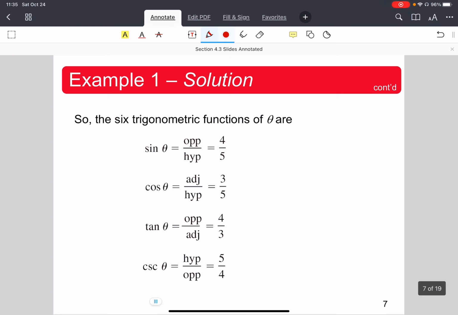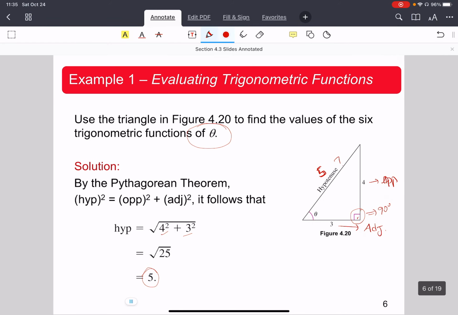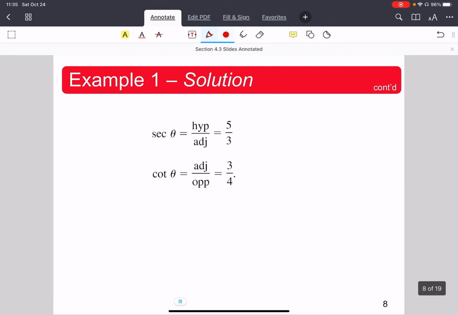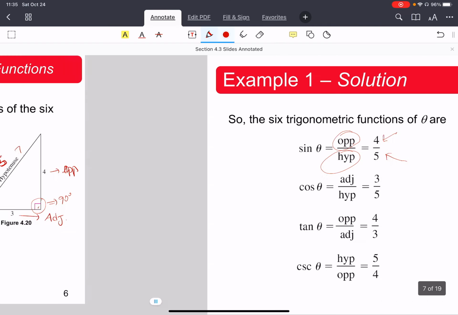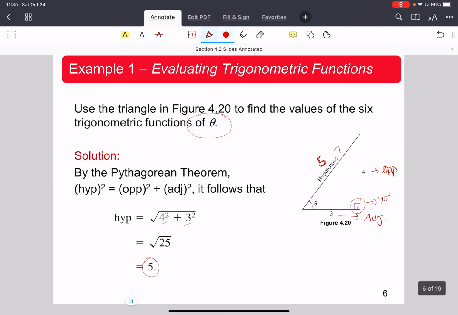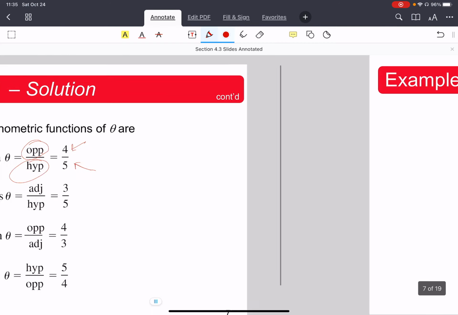Then I'm going to write out all 6. Sine is always opposite over hypotenuse. Because the opposite is 4 and the hypotenuse is 5, it'll be 4 over 5. Similarly, you can find all the other ones by just looking at this right triangle, so I'm not going to go through all the others. You will be able to figure them out. What I want to point out is that, using a generic right triangle, we can always solve for trig functions and find values for each.